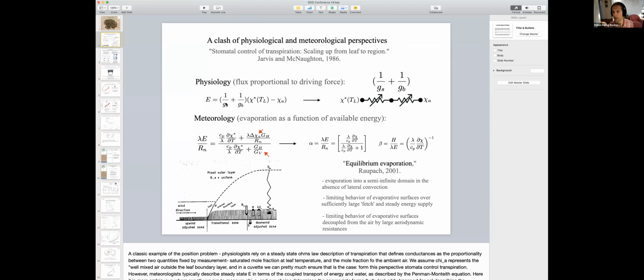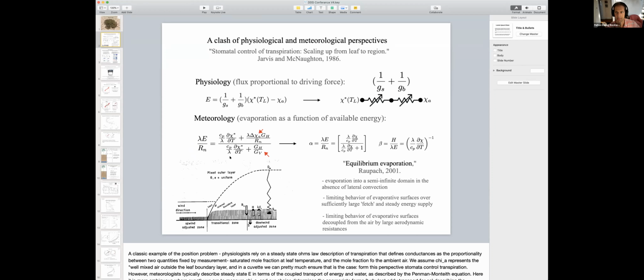It doesn't tell you anything about how the system is going to evolve. It doesn't tell you what's going to happen to the mole fraction of the atmosphere as a consequence of water being transpired into it. And it obviously doesn't say anything about what's going to happen to the soil as you're removing water from it. But really here, the question was about what's happening in the atmosphere as plants transpire into it.